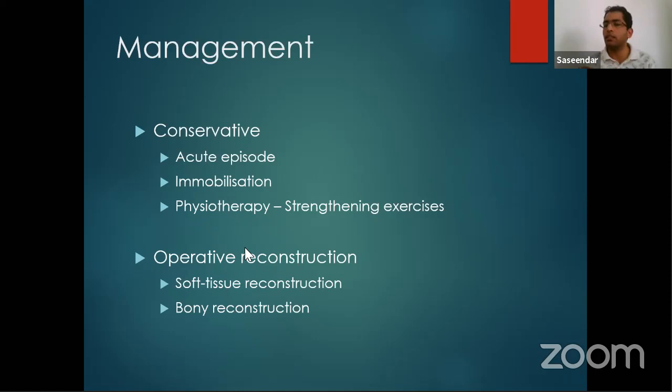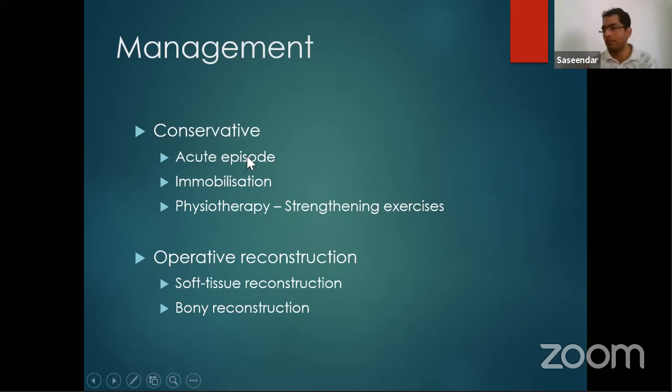The re-dislocation rate in young adults is almost around 85%. So especially after the second episode, it's going to be as close to 100%. So you will need some sort of a surgical procedure.